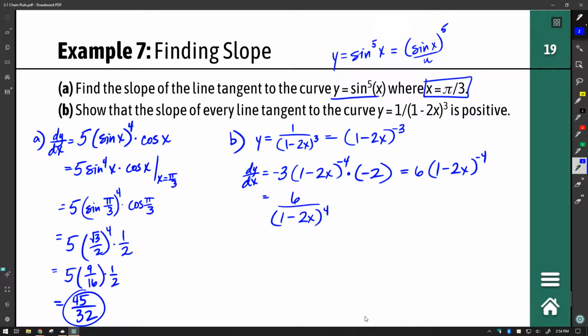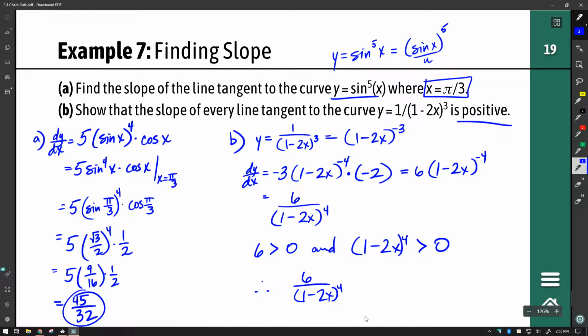So we want to use this expression, the derivative, which is the slope of any tangent line, and use it to show that every slope is positive. Well, here's how I do that. The numerator 6 is positive, and the denominator (1 minus 2x) to the fourth power, anything raised to a power that's even is positive, and a positive divided by a positive is positive. Therefore, 6 over (1 minus 2x) to the fourth is positive.